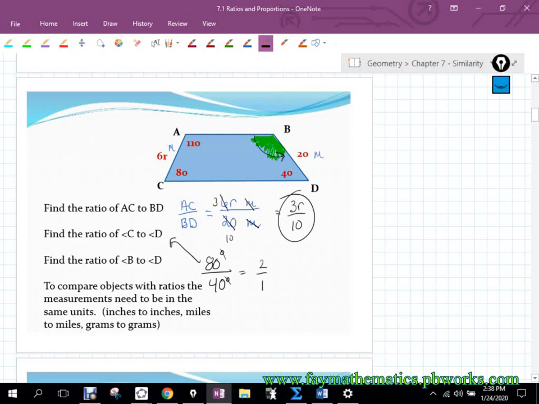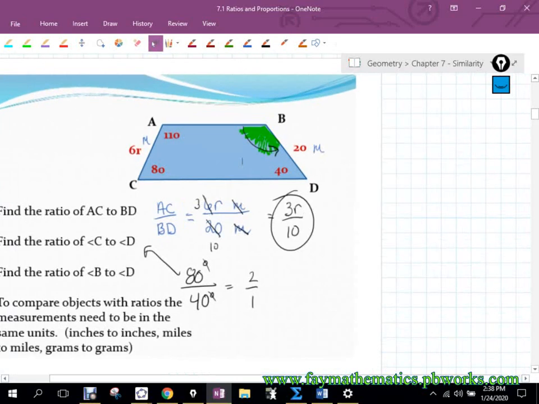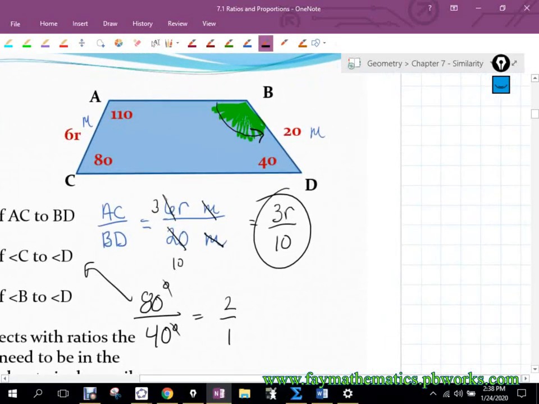Any guesses? Any thoughts? What's it look like? Looks like a trapezoid. Now let's ask the question, is it? For a trapezoid, you need some parallel lines, right? What do those two angles add up to? 190. Does that make those parallel? No. So those sides would not be parallel.